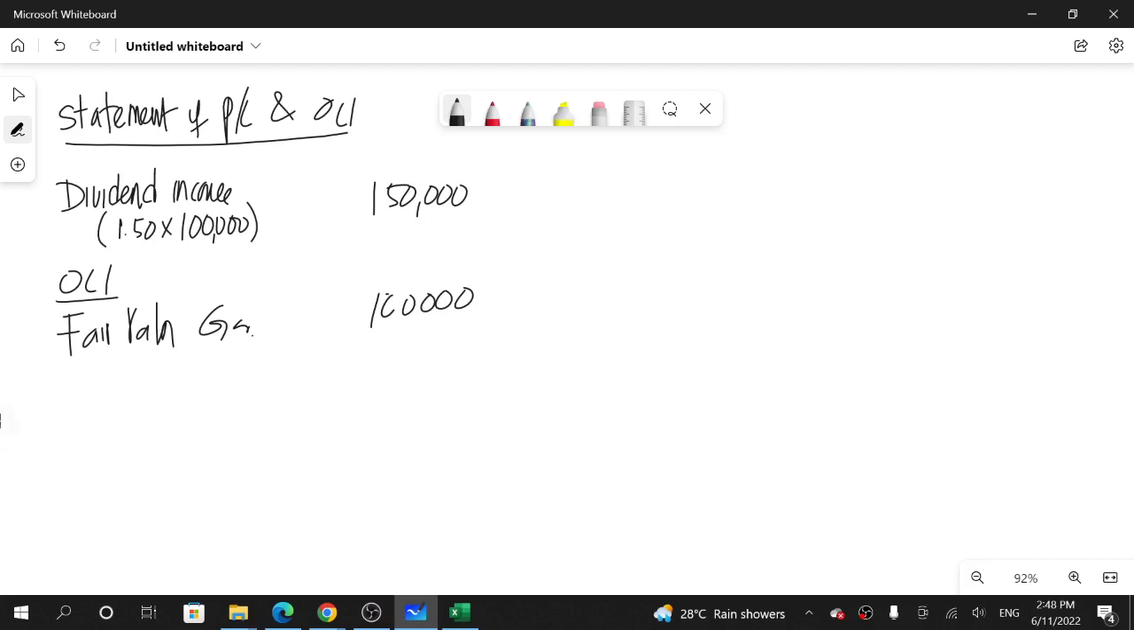It is 100,000. Fair value gain is 100,000. Then in the statement of financial position, you can show fair value through OCI financial asset. OCI financial asset.